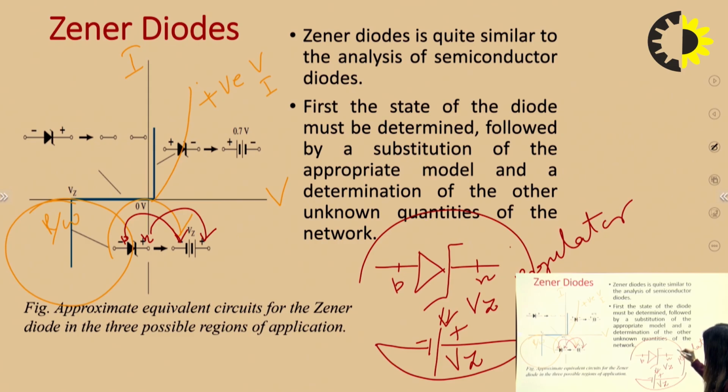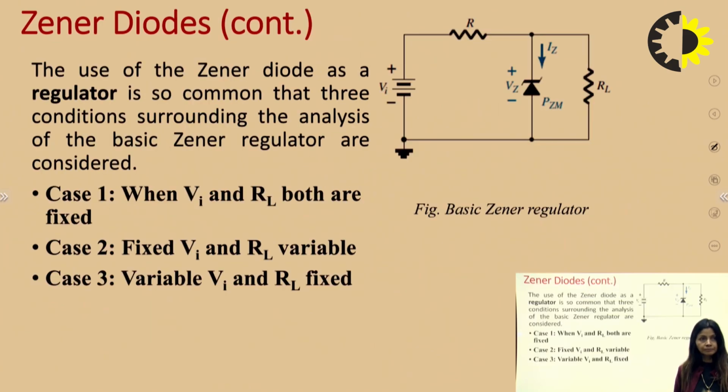This particular working is utilized as the voltage regulator functioning of the Zener diodes. So this is the circuit which we use for the basic Zener regulator, and the numericals are based on this circuit. This is a proper Zener diode circuit which we are using.